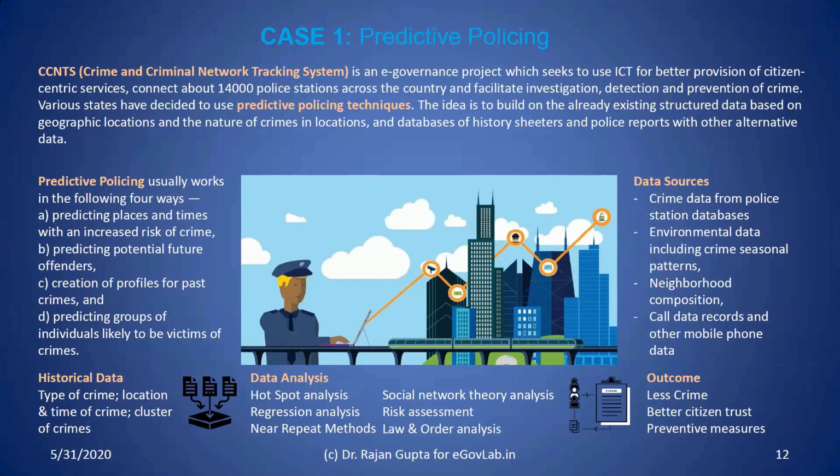And citizens have trust in their government, in their administration, that they would take care of them and protect them from unlawful activities and from any kind of thefts or burglaries or any kind of crime that is happening in society. So the Crime and Criminal Network Tracking System, that is CCNTS, is an e-governance project which seeks to use ICT for better provision of citizen-centric services, connecting various thousand police stations across the country and facilitating investigation.